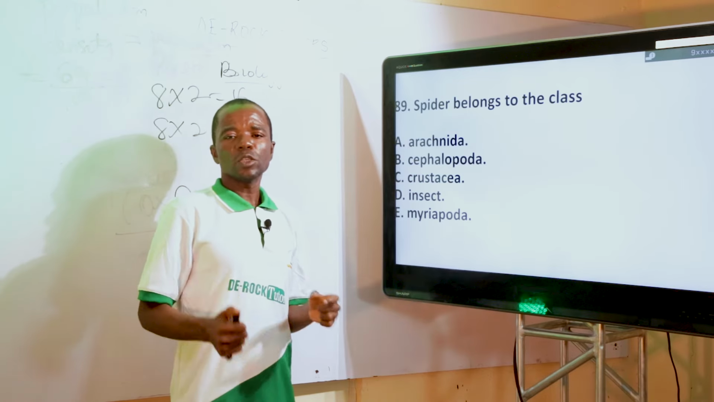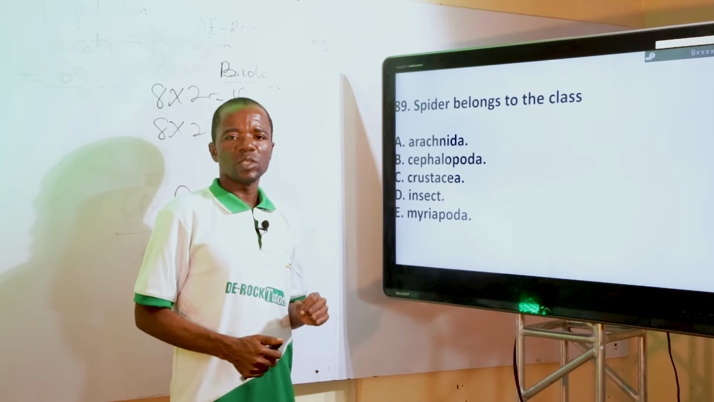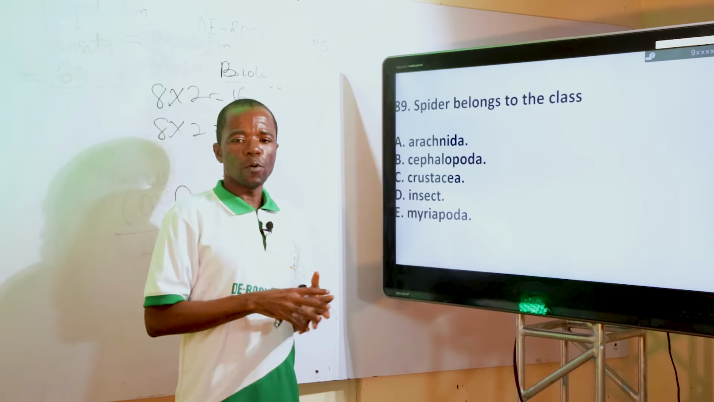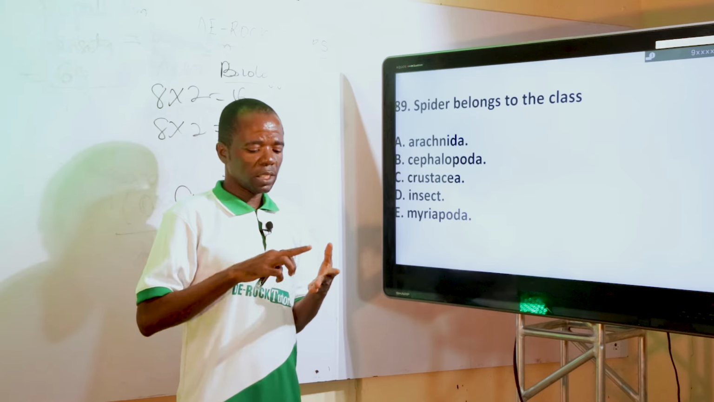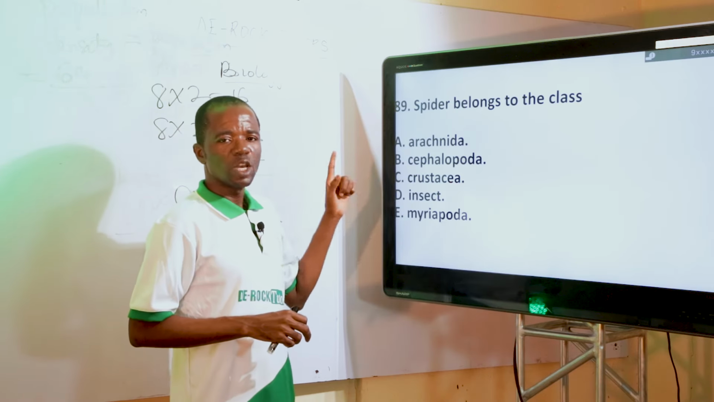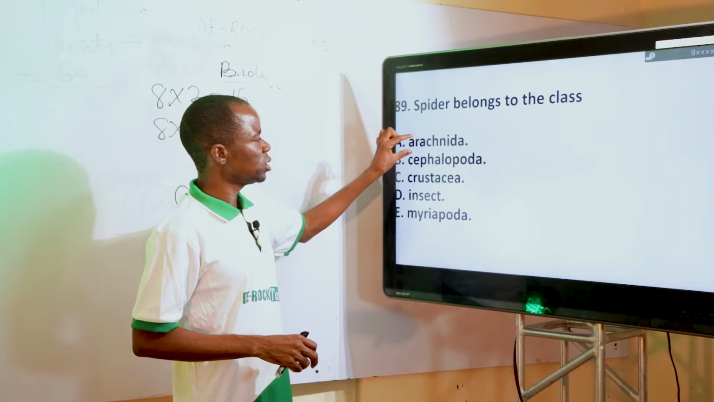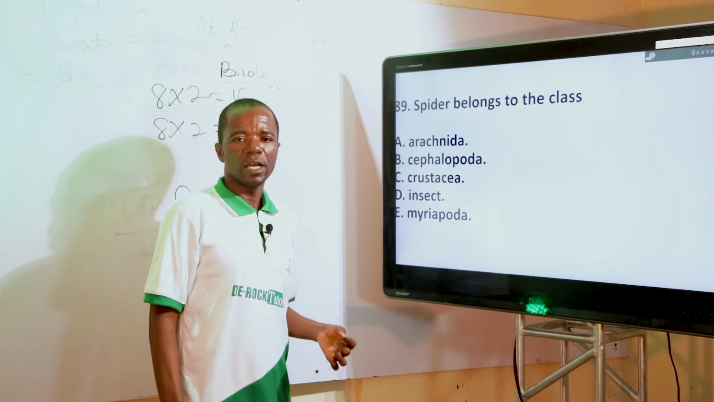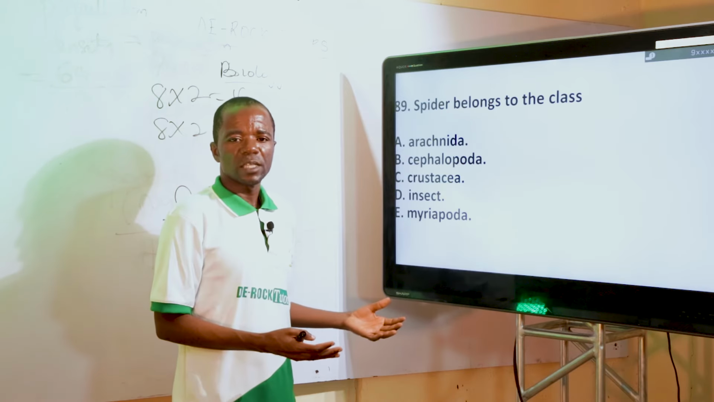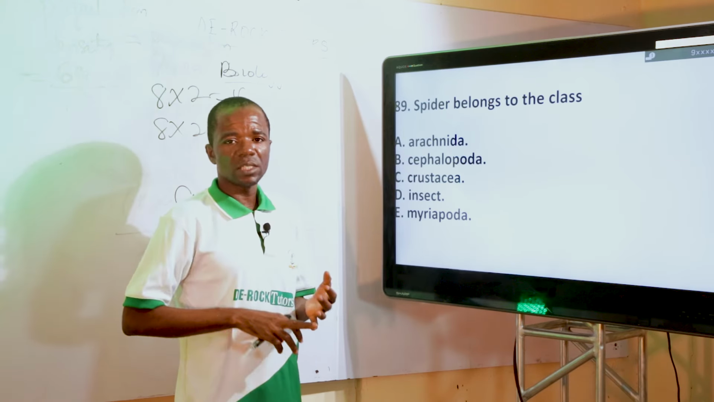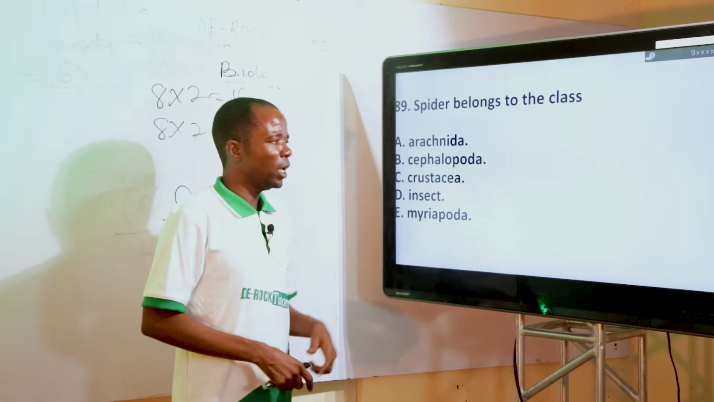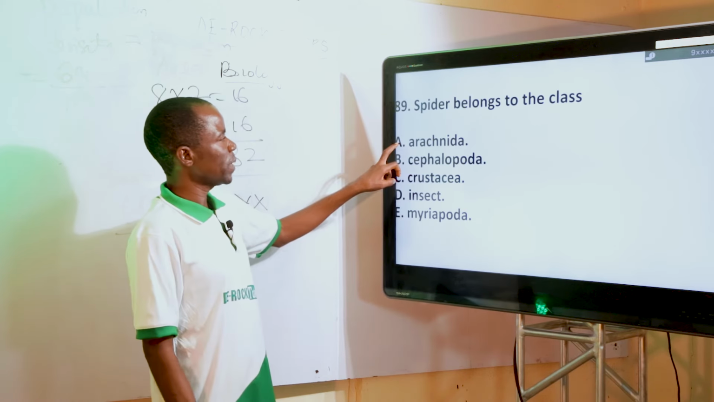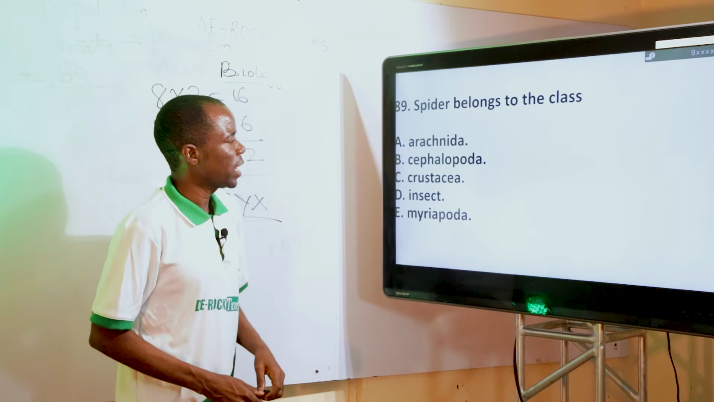Not only that, it is worthy of note that out of the 4 classes present in Arthropoda, class Insecta, class Crustacea, class Arachnida, and also class Myriapoda, what distinguishes the class Arachnida from the rest is the absence of antenna. Spider, for example, doesn't have antenna, but you have antenna in crustacean, in insects, and also in myriapoda like centipede and millipede. So spider belongs to the class called Arachnida.